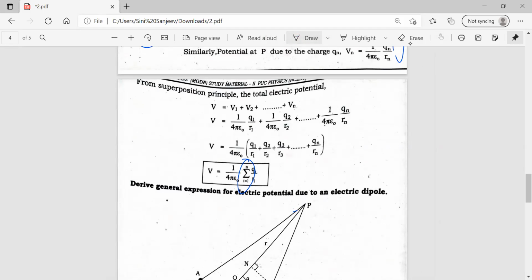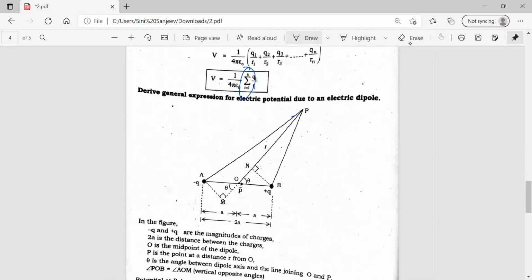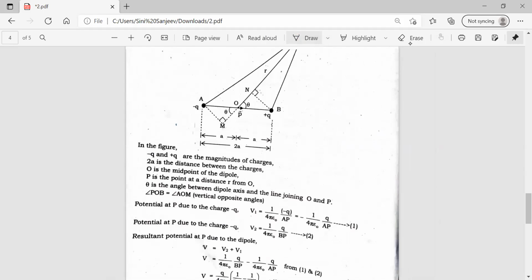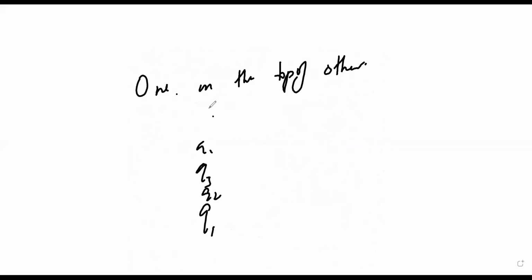This is something which is very easy for us to do. Next thing is that derive a general expression for electric potential due to an electric dipole. So for this, we have to again recall what is our dipole. So dipole is basically what? I'll draw here.